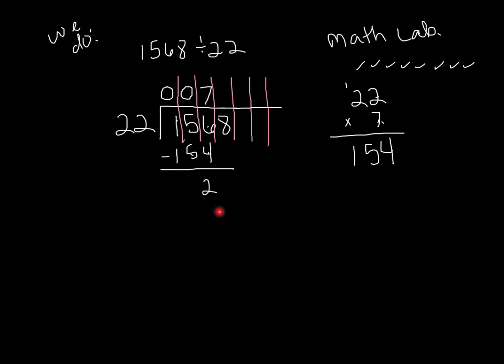Mrs. Sanchez always makes me check. Is my remainder less than my divisor? Yes, it is. And so I can invite the next player. 22 into 28, that's easy. It's just going to go 1 time. 8 take away 2 is 6.